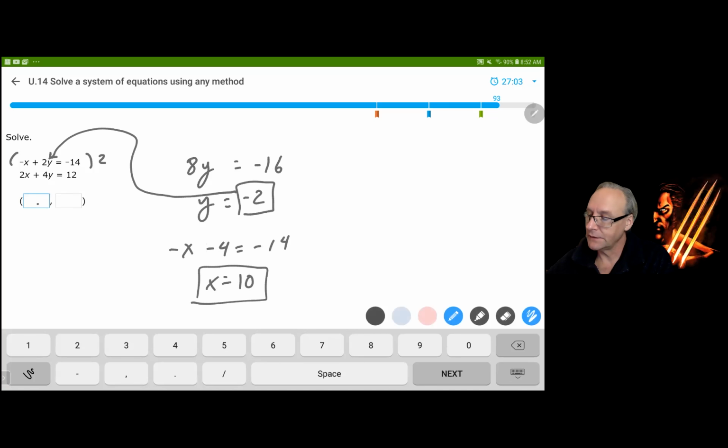So I get 10, -2, and I substitute those into my second equation. I have 20 plus -8, and that is 12, isn't it?